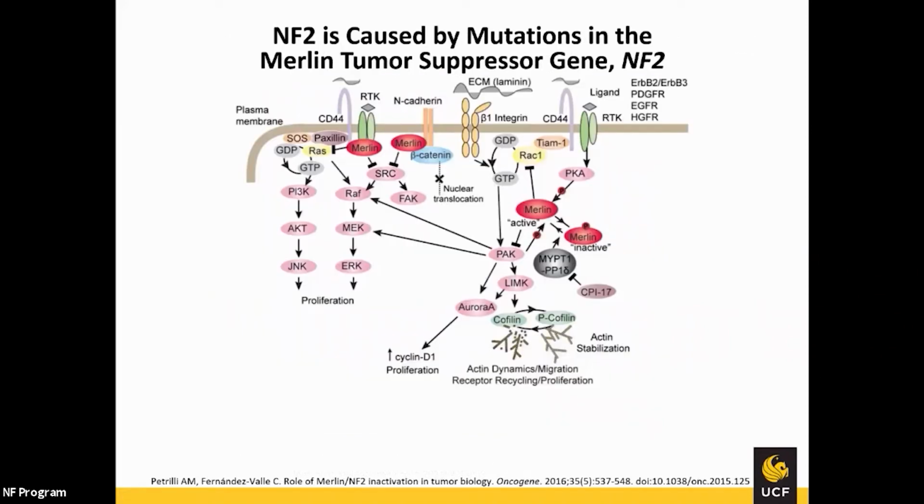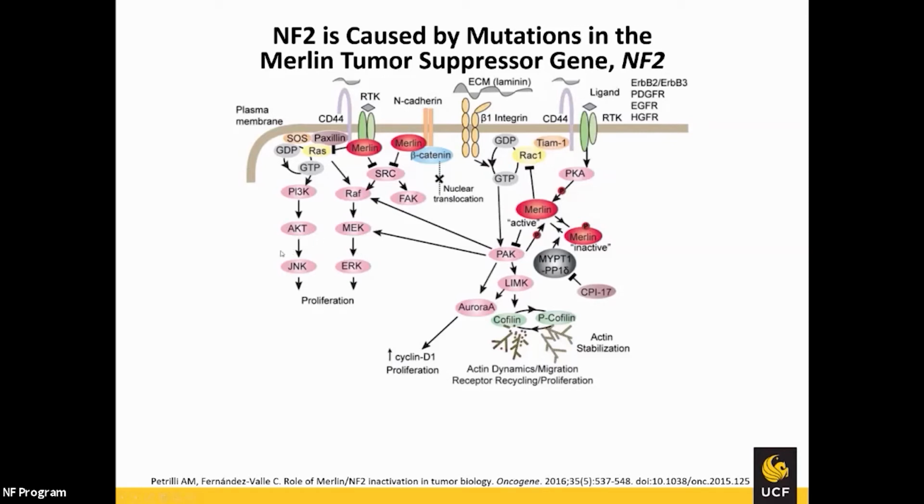NF2 is caused by loss of function mutations in the NF2 gene. NF2 is a tumor suppressor gene that encodes Merlin, an adapter protein that regulates multiple signaling pathways involved in cell proliferation, survival, growth, and morphology. Some of these include the RAC-CDC42-PAK pathway, RAS-ERK, PI3 kinase-AKT, and other pathways not depicted here.